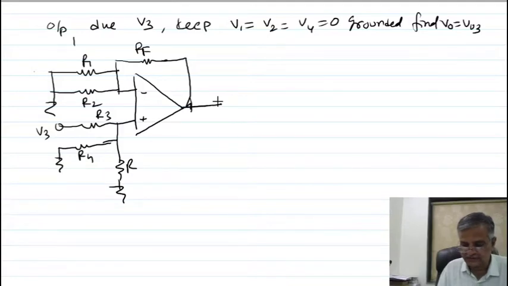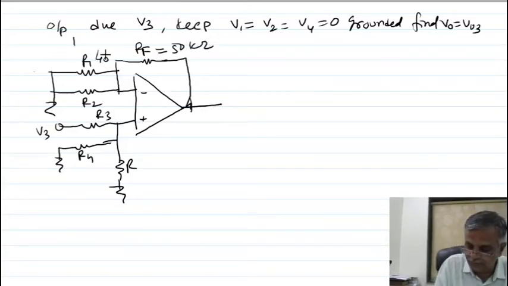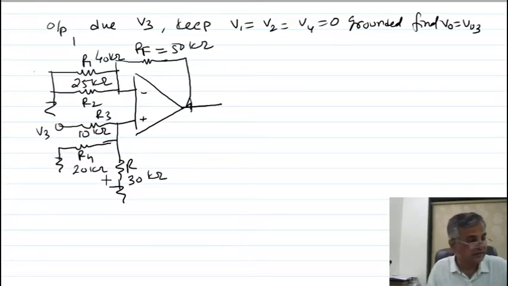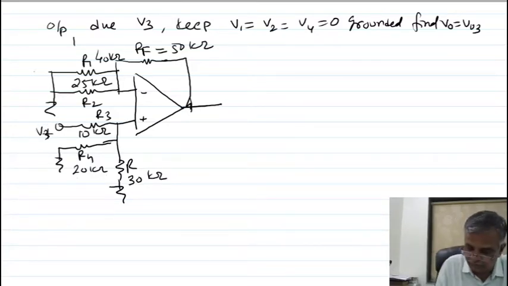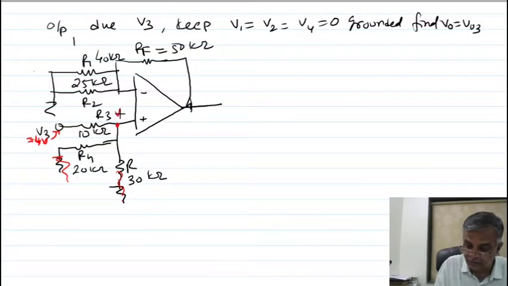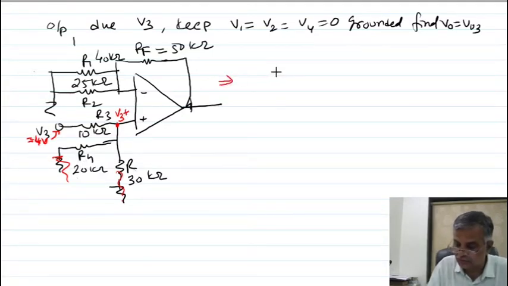Let us write the values so you will get some understanding. RF is 50 kilo ohm, R1 is 40 kilo ohm, R2 is 25 kilo ohm, R3 is 10 kilo ohm, R4 is 20 kilo ohm, and R is 30 kilo ohm. V3 that you have given is 4 volt, applied here. All of this is ground. These two are in parallel, so some voltage is developed here, say V3 plus. If these two are in parallel, this circuit can be shown like this.